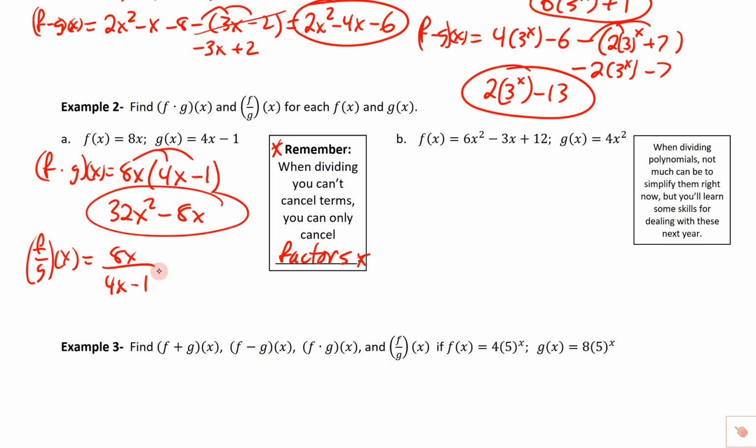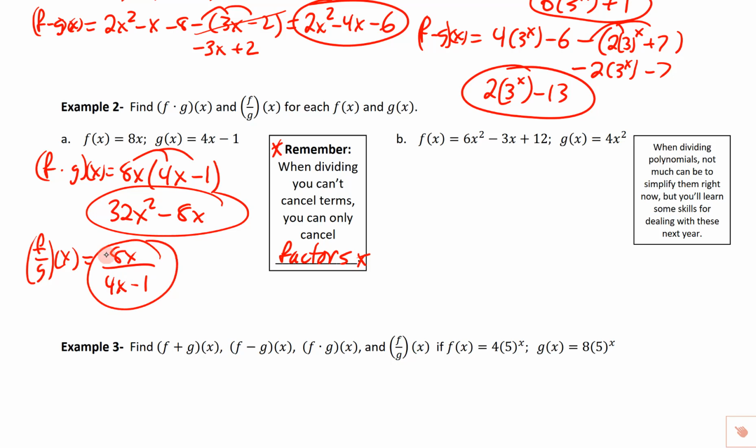You can't cancel terms. So I can't cancel this 4x here with the 8x up there because this 4x is attached to the minus 1. It's a term that's part of this binomial right here. There is nothing we can do to simplify this. So the cool part about this is we just get to circle that answer right there and we're done.